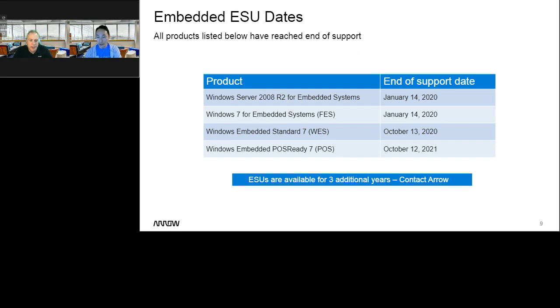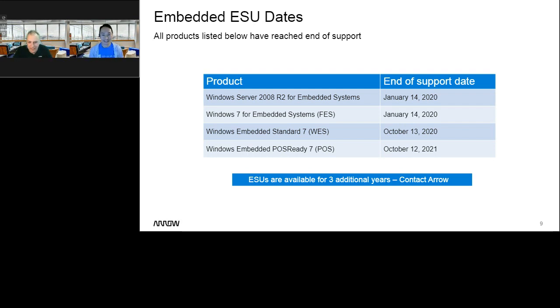As you mentioned during the roadmap section, a quick reminder on the ESU, because we're still selling extended security updates. When security ends for products, Microsoft actually does allow OEMs to extend the security for 3 additional years, and all 4 of these products are available right now.